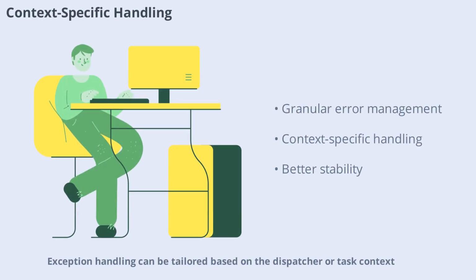Exception handling can be tailored based on the dispatcher or task context. For example, you might handle network errors differently from database errors, depending on the context in which the exception occurs. This approach allows for more granular error management and better application stability.